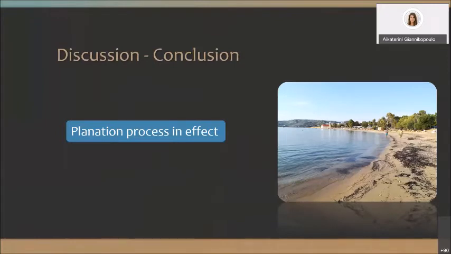The overall picture of shoreline displacement indicates the presence of the planation process, reflective of natural seasonal change processes, which seems to be more pronounced at the northern sector of the beach.